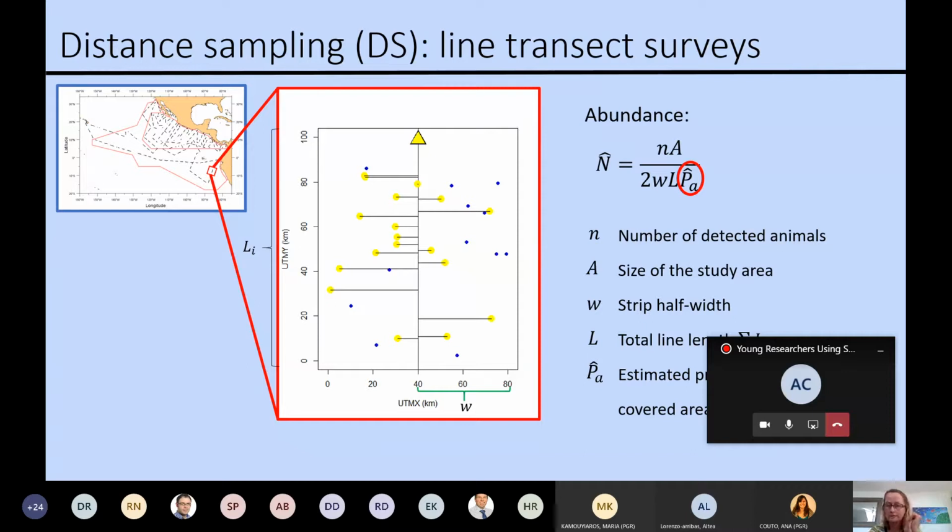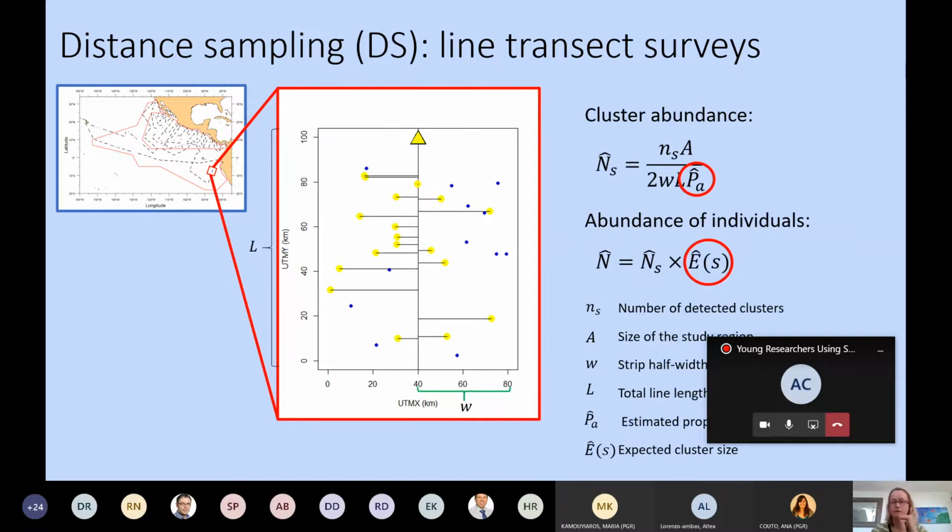And you see up here in this slide, the estimator, how that feeds into the estimator for estimating abundance. And you see the various items from that equation explained here: the number of detected animals, the size of the study area, the strip width. And this is how estimates are obtained, for example, for the different dolphin stocks in this survey region, which you see in the top left.